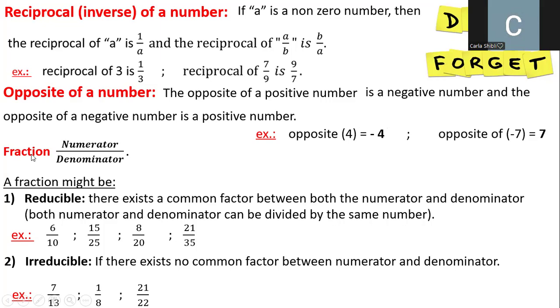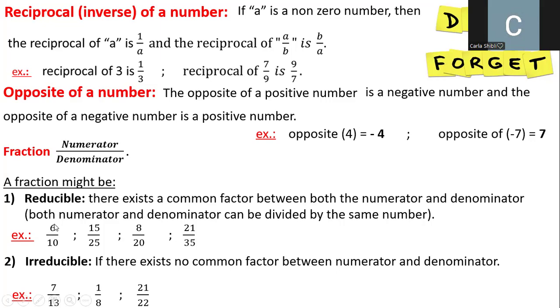Now, what do we mean by a fraction in math? It is a numerator over denominator. A fraction in math can be reducible or irreducible. Reducible means there exists a common factor between both numerator and denominator, and both the numerator and denominator can be divided by this factor. Both can be divided by the same number or the same factor.